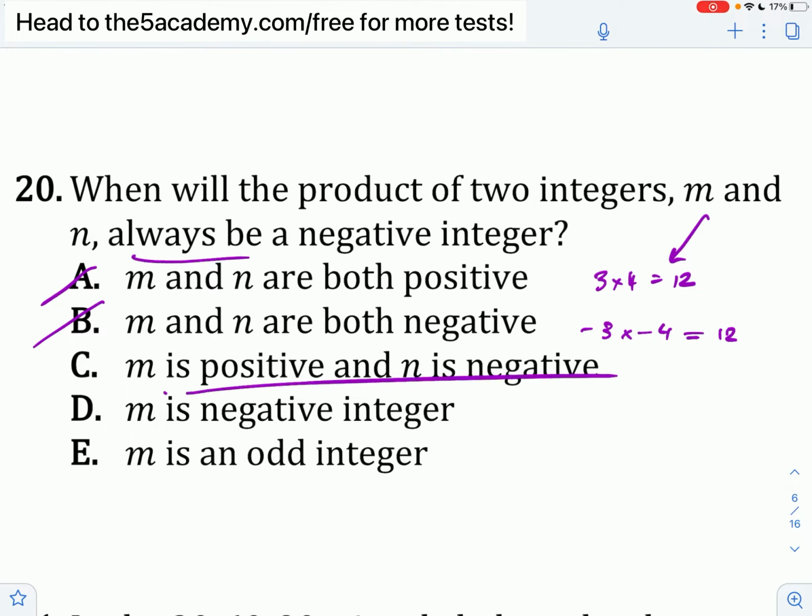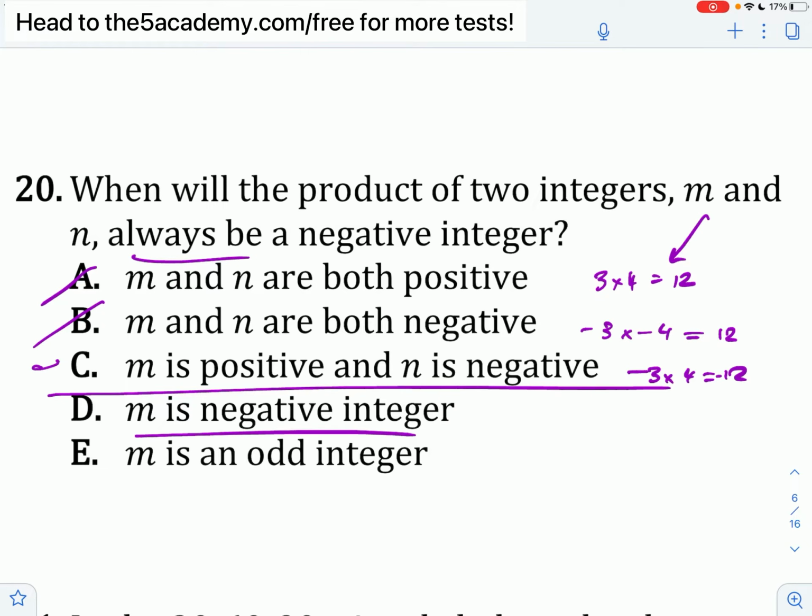What about if one is negative, the other is positive? So if I do negative 3 times 4, yeah, this gives me a negative number. So in this case, I found an example that works. That doesn't mean that it's necessarily correct, but it's an example that does work. Okay, so we can keep that in mind. Let's check the other answer options. M is a negative integer. So let's say m is equal to negative 3.